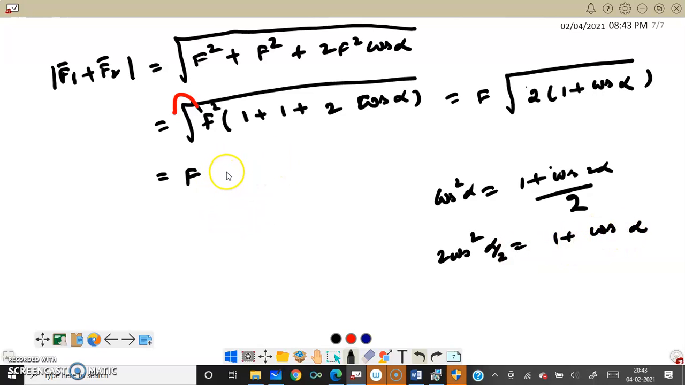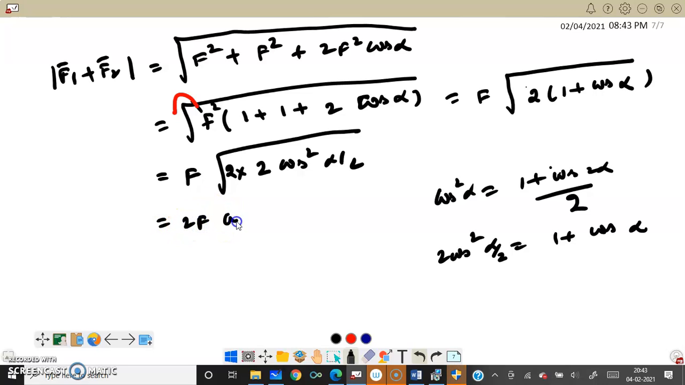So I will be writing here, already 2 is there, right? 2 into 2 cos square alpha by 2. Then the square root of 4 is what? 2. So 2F times the square root of cos square alpha by 2 is cos alpha by 2. So 2 into 2 is 4, so I am taking it out, and only cos alpha by 2 remains.